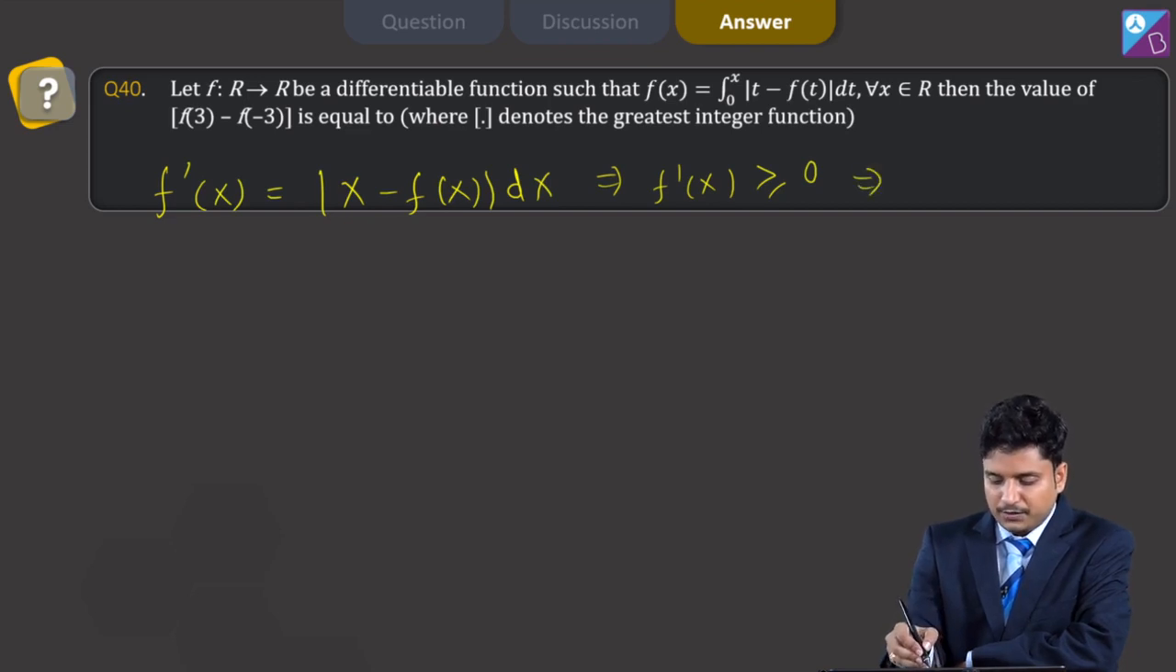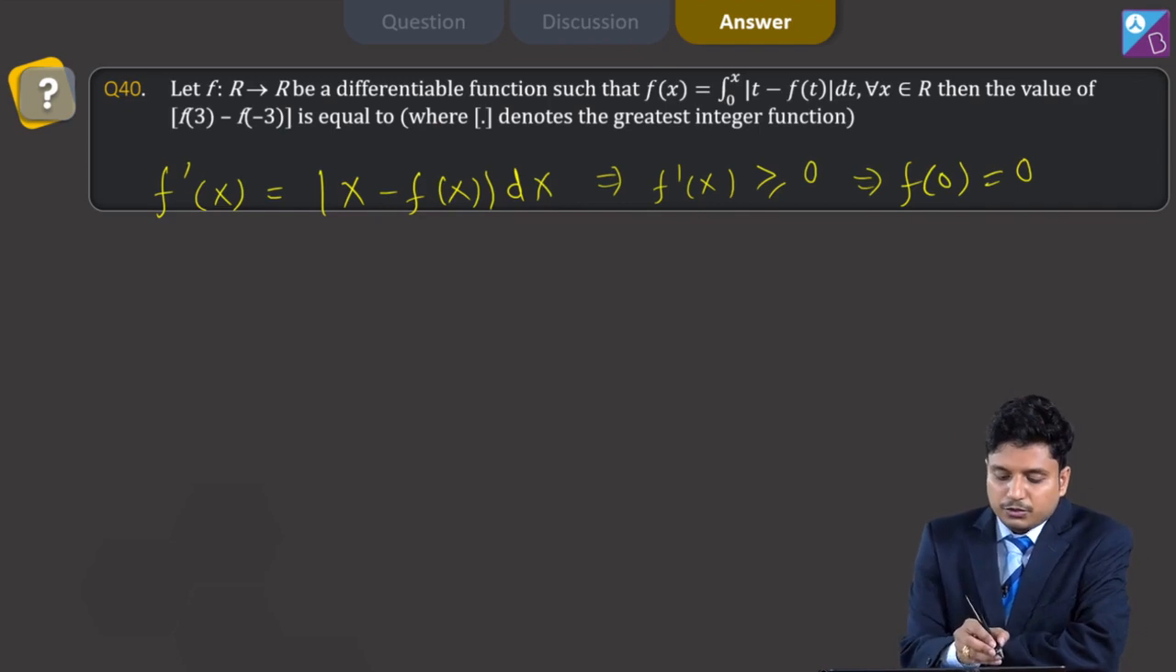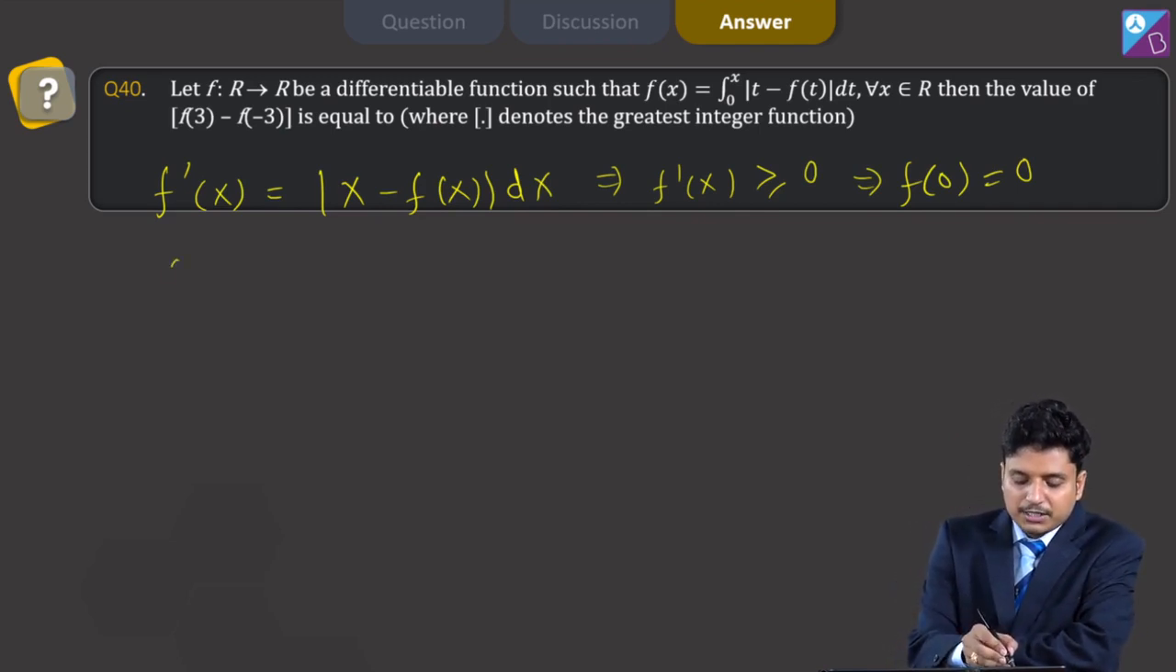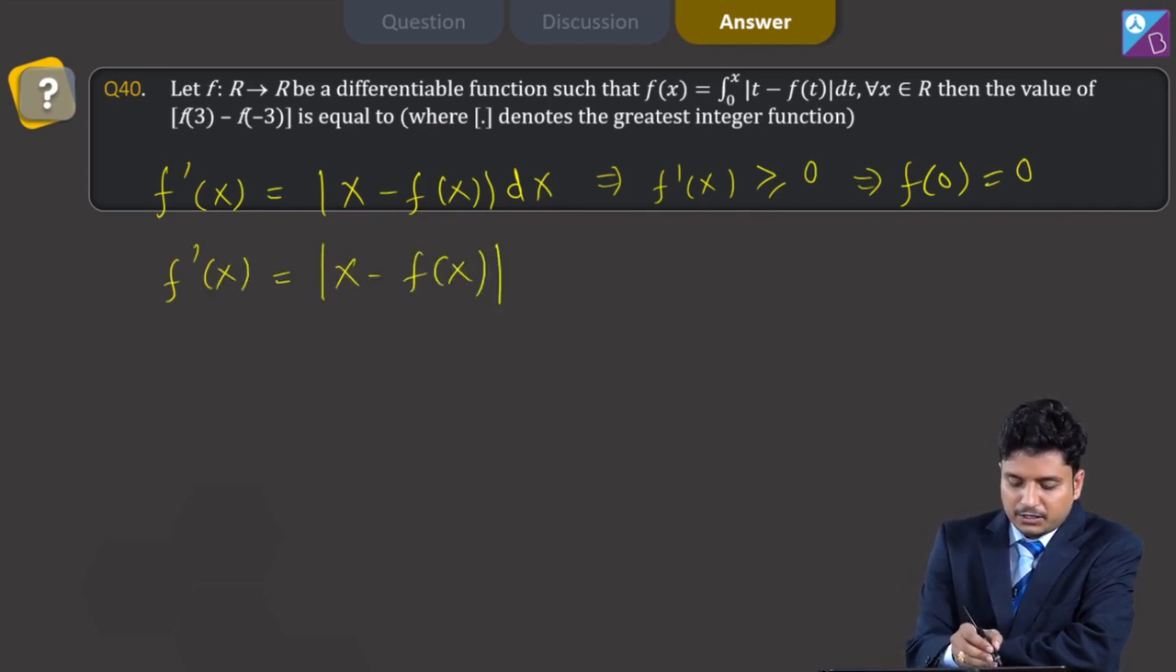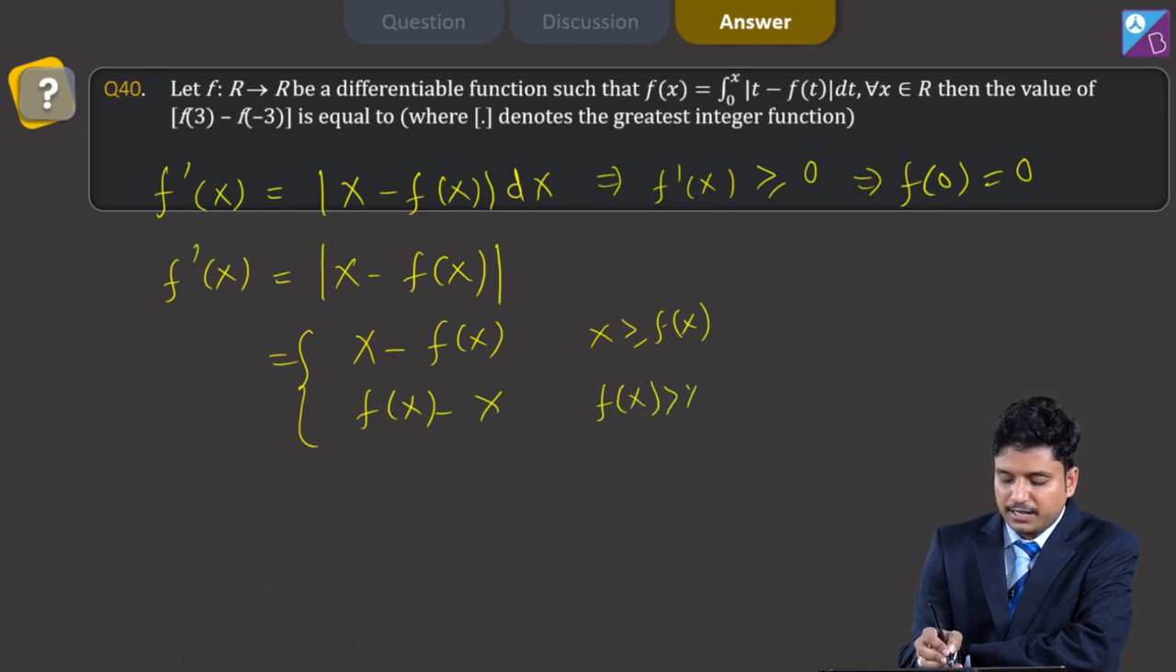Similarly, we can observe that f0 is obviously equal to 0 because the limits will be 0 to 0. So f0 will be equal to 0. First of all we have to try and define this properly. What is the situation? F dash x will be equal to mod of x minus fx. So there will be two cases, x minus fx and fx minus x.